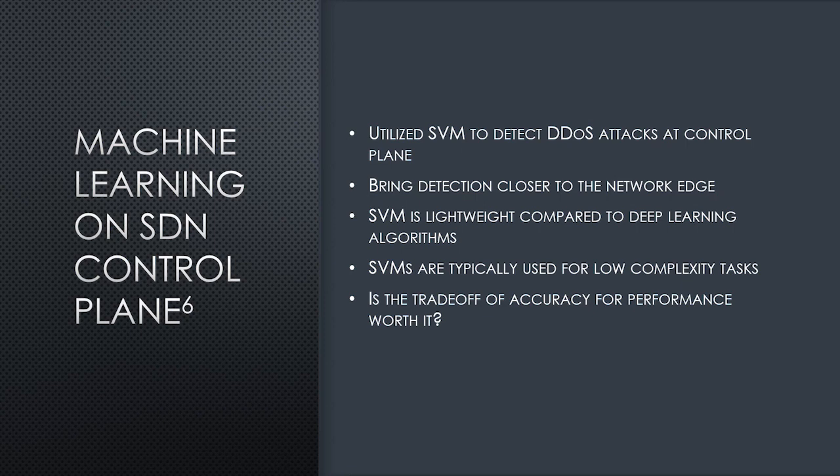The next paper utilized the emerging concept of software-defined networking to distribute machine learning models across the network edge using the control plane. Specifically, the authors utilized a support vector machine, which is promising for edge hardware because it is much less complex than deep learning algorithms. However, a potential drawback of this approach is that SVMs are typically utilized for less complex tasks than deep learning algorithms due to a decreased accuracy. So this begs the question, if we use an SVM as compared to a deep learning algorithm in this problem space, are we making a trade-off of accuracy for low detection latency? What is the extent of this trade-off, and is it worth it?